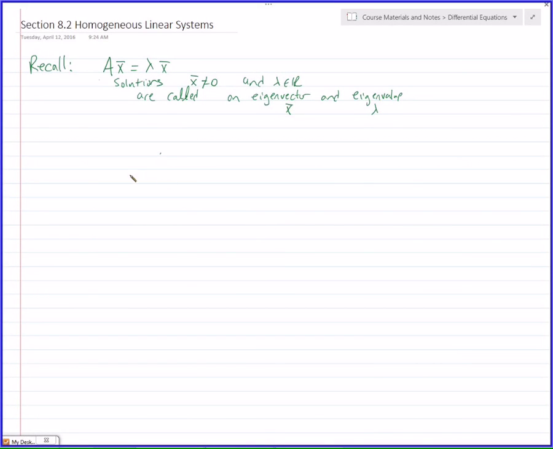Now, the good news is I have two easy ways of finding those where we don't have to necessarily do them by hand. We can use Maple, and we can use Wolfram Alpha. So let's write down in our notes how we do that. Let's just say, for example, I'll come over here to the side and write a matrix 1, 2, 3, 4.